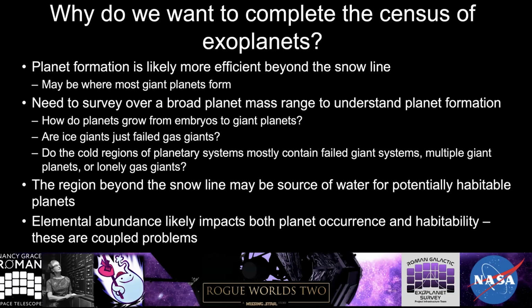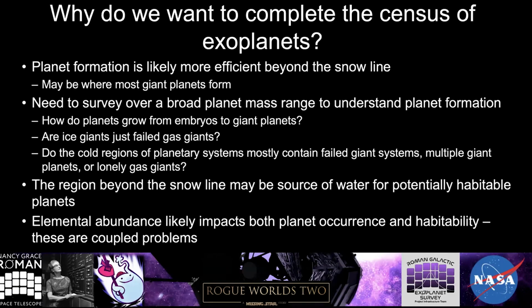What are ice giants? Are they just failed gas giant planets? And what lives out there? Is it just a bunch of failed gas giants? Is it a single gas giant or multiple gas giants like our solar system? The region beyond the snow line is likely the source of water for habitable planets.